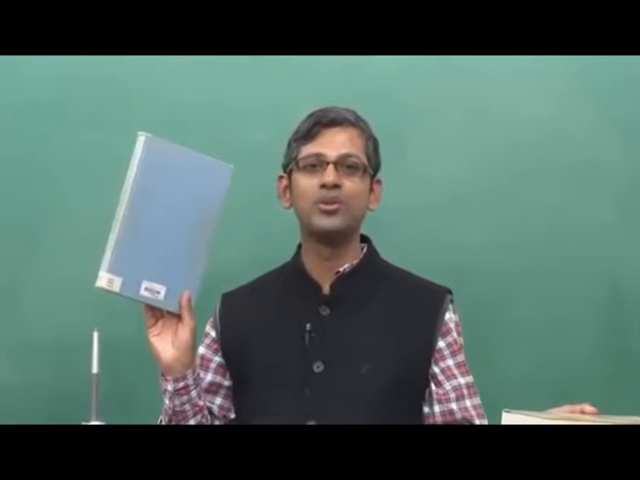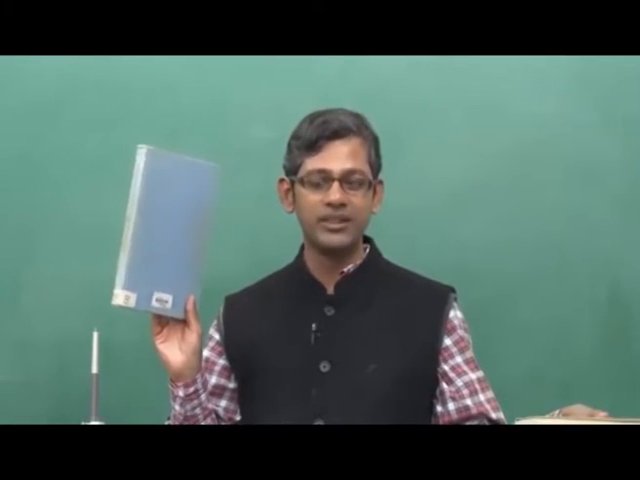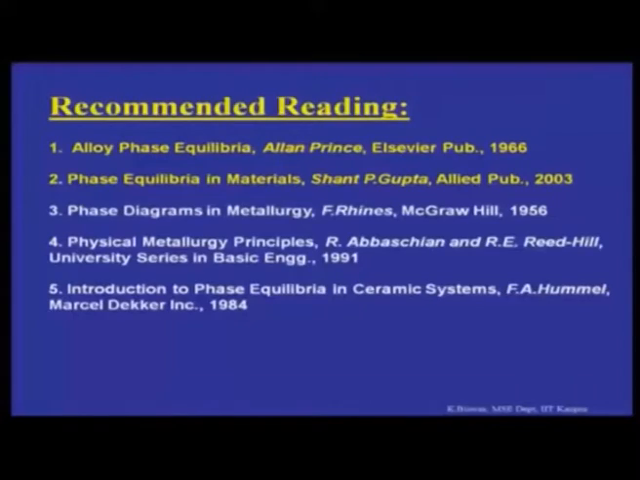One is to also look into some other books to read along with this book. In addition, I have also given a few other things like Phase Diagrams in Metallurgy by Rines, which is a reference book. And in order to understand the microstructure, one needs to look at Physical Metallurgy Principles by Abrasian and Reedhill. It is a classic physical metallurgy book, now also available in India, very cheap, not very expensive.